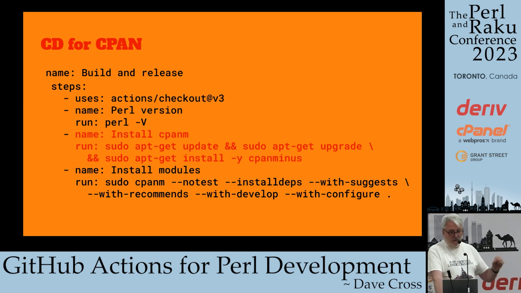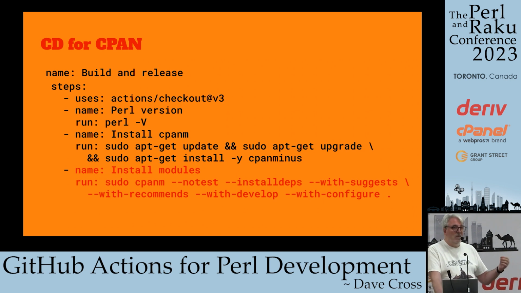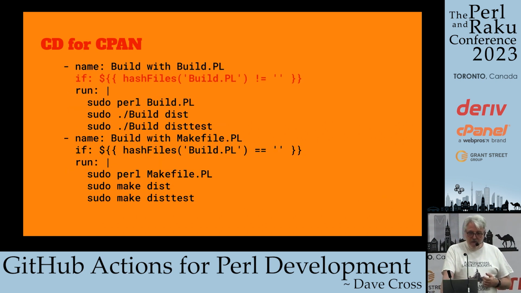So I'm installing cpanm, and then I'm installing all of the modules that my repo needs. And notice that when I'm using cpanm to install deps, because it's me doing the release, I'm installing all of the recommends, suggests, and basically every module that this could possibly use. And then we need to build the tarball.